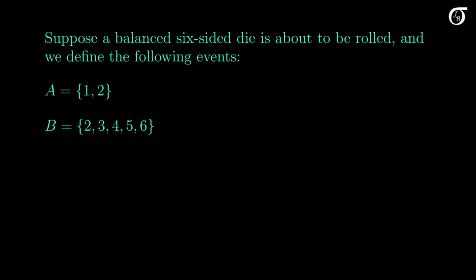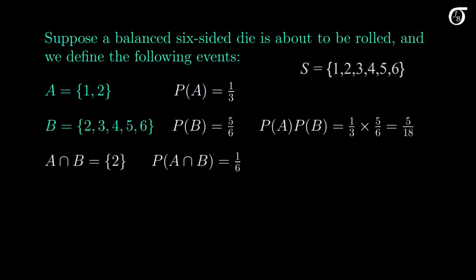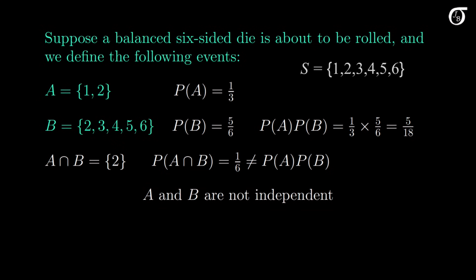Let's see. Here a natural definition of the sample space is the set of the 6 possible outcomes, the numbers 1, 2, 3, 4, 5, and 6. And if it's a balanced die and we're rolling it fairly, then it's reasonable to assume that the 6 possibilities are equally likely. So the probability of A is 2 over 6 or a third, and the probability of B is 5 over 6. Here A and B intersect at the number 2, so the probability of their intersection is 1 over 6. The product of the individual probabilities is 5 over 18, which is not equal to the probability of the intersection, 1 over 6 or 3 over 18. So A and B are not independent.